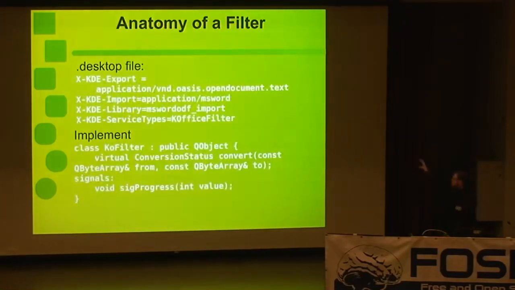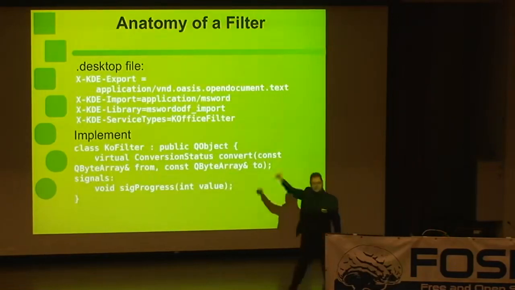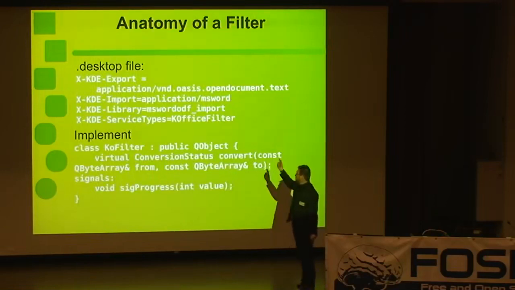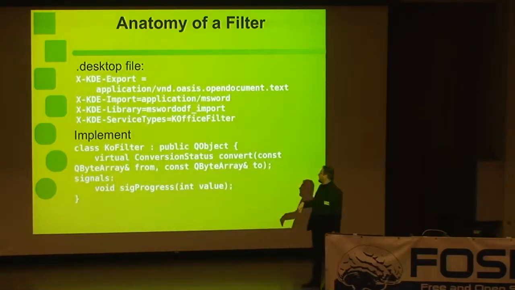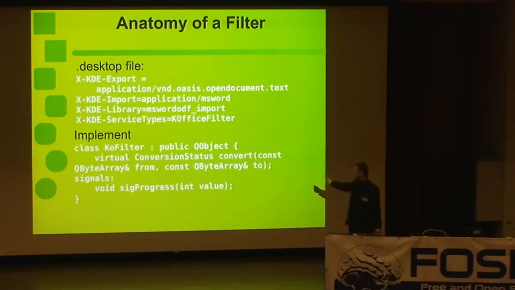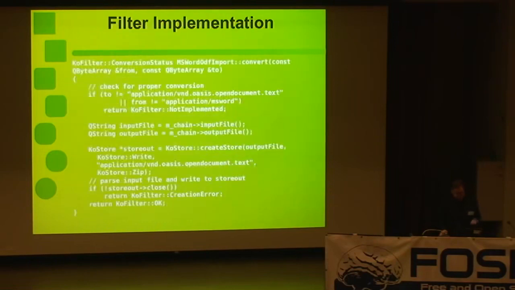So let's look at what a filter looks like. A filter is really simple. You have a desktop file, and a desktop file defines which MIME type you go from, which MIME type you go to. And then in your implementation, you implement a convert function that takes as arguments those two MIME types, from and to. And then now and then you tell the application that you've made progress in your conversion, otherwise the user will think your application will hang. This is more or less a filter.